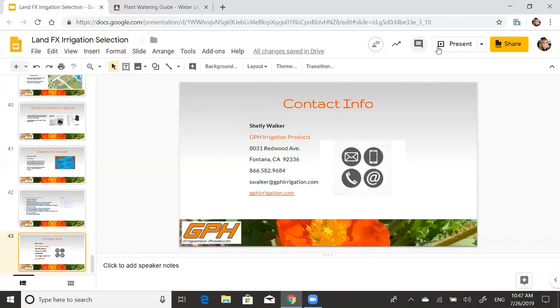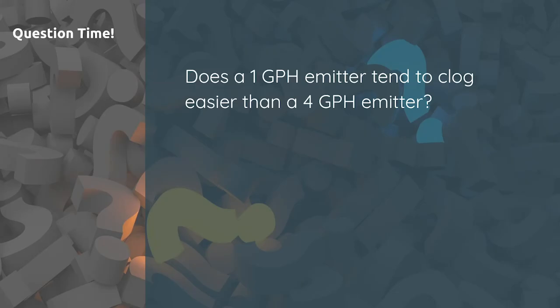We did actually have another question come through. Okay. Does a 1 GPH emitter tend to clog easier than a 4 GPH emitter? Not at all, to be honest. It just, in your mind, you feel like it's putting out less water.